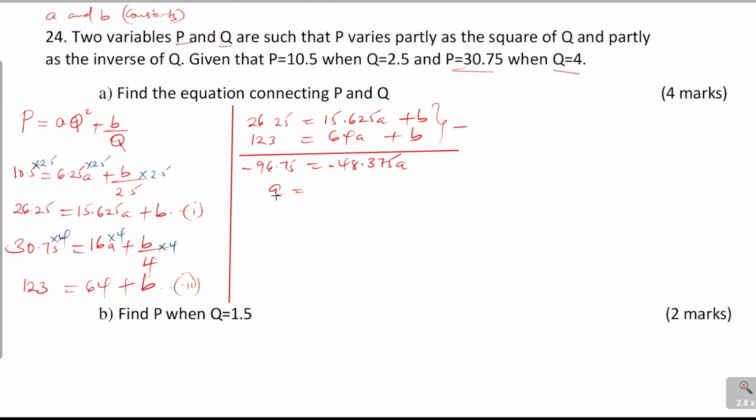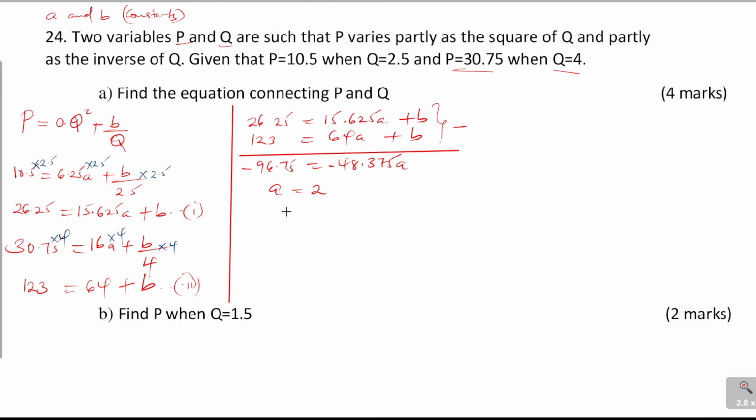So you get 96.75 divided by 48.375. So that gives 2. So you get A as 2.